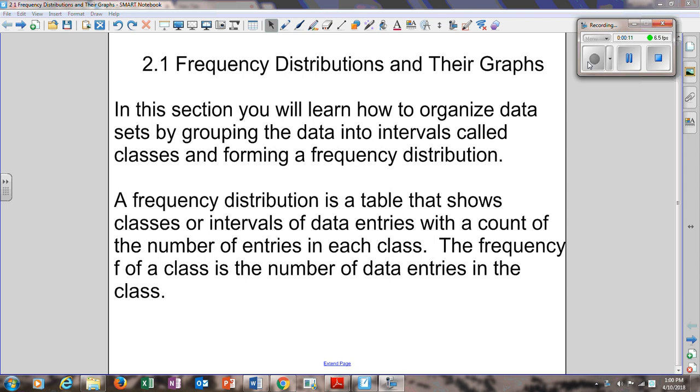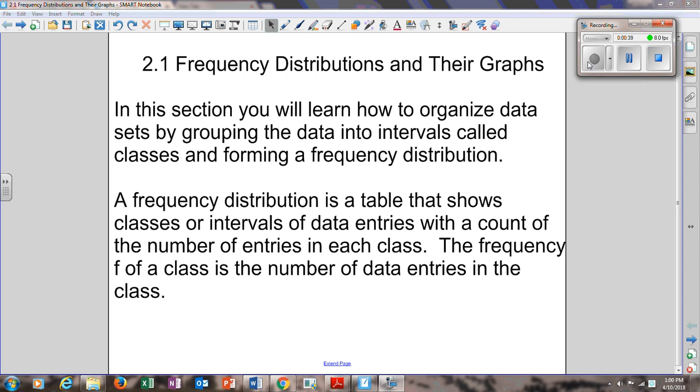Now I will tell you these notes are going to be long and tedious, as I'm sure you can tell by your packets. It's going to take a lot of work, but it's simple material. It's just a lot of writing, a lot of work. But we're going to learn how to make frequency distributions and then do their graphs, and I'm going to split it up amongst 2 days.